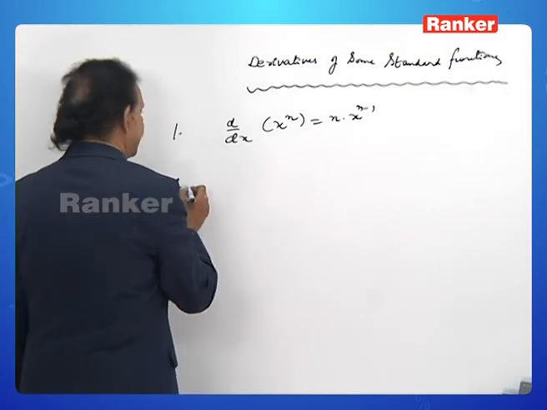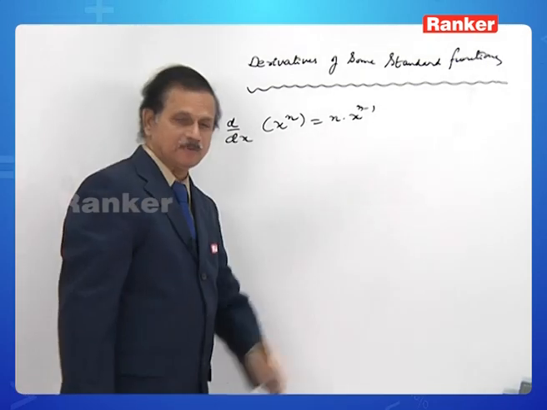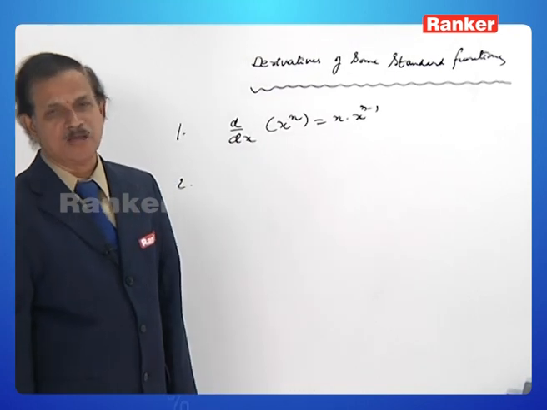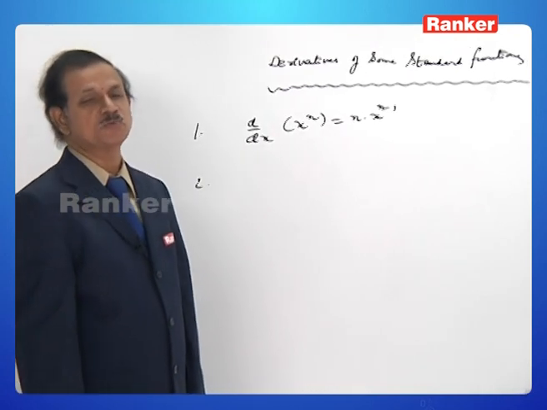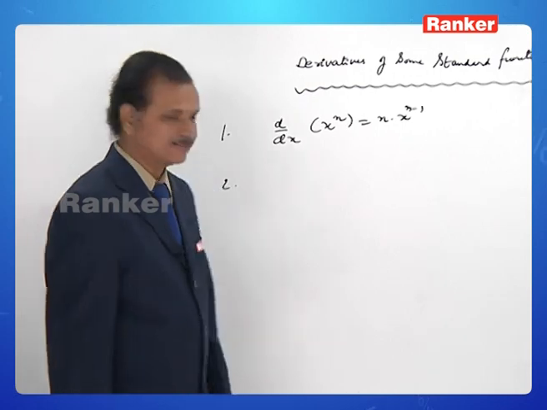Next one, derivative of x is 1 into x power 1 minus 0, that is 1. Derivative of x is 1, derivative of 2x is 2, derivative of 3x is 3, like that.